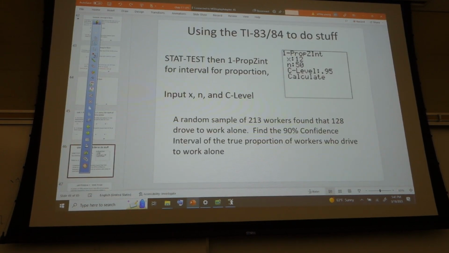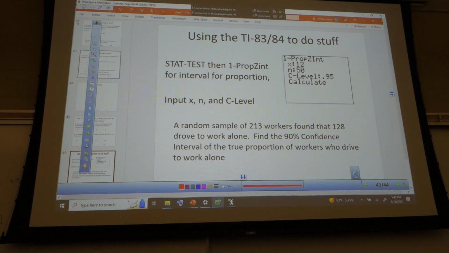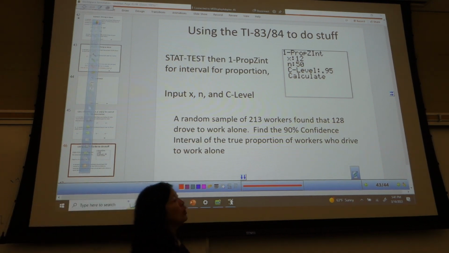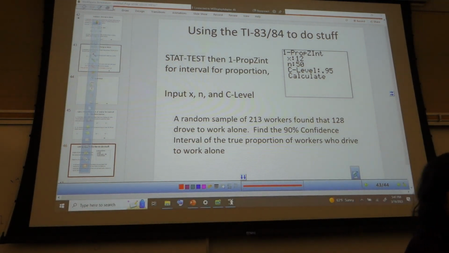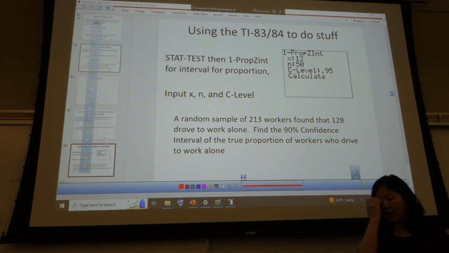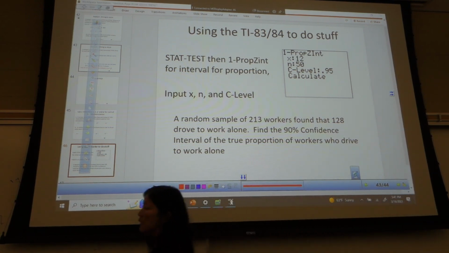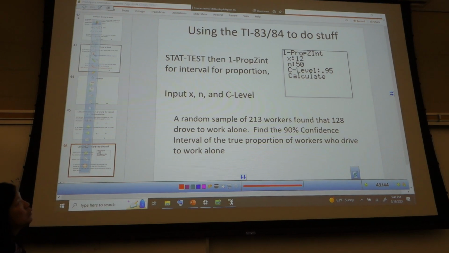All right. Great. So now we can use the TI-83/84 to do stuff. So far we have done stat edit and stat calc 1-var stats. We've also done the second bars. Those are the three things we've done with our calculators. This is a new one, stat test. Let's take a look at stat test. I'll pop it up here.